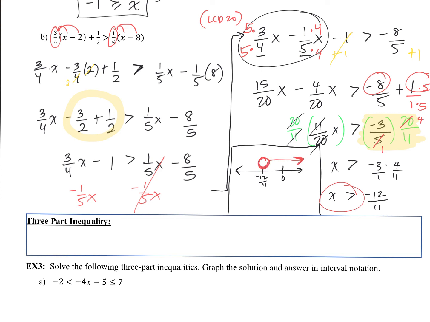And then interval notation: start from the left, read to the right. We start at negative 12 over 11, but we don't include it. And then we move on to infinity. Once again, we do not use a bracket with infinity symbols.